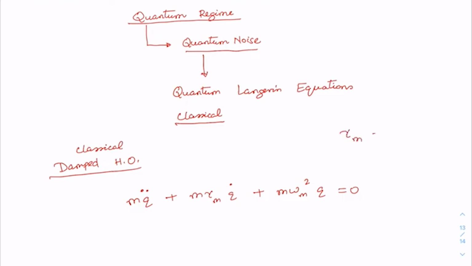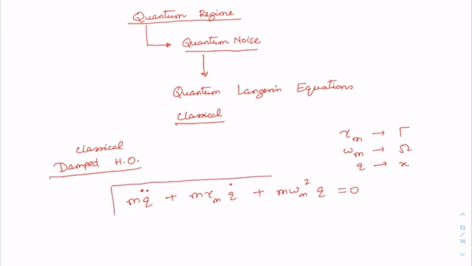Just a caution here, gamma m is the same as the gamma that we took a short while back, and omega m is the same as the resonance frequency omega for the mechanical oscillator, and this q is basically the same as x, the coordinate of the mechanical oscillator.